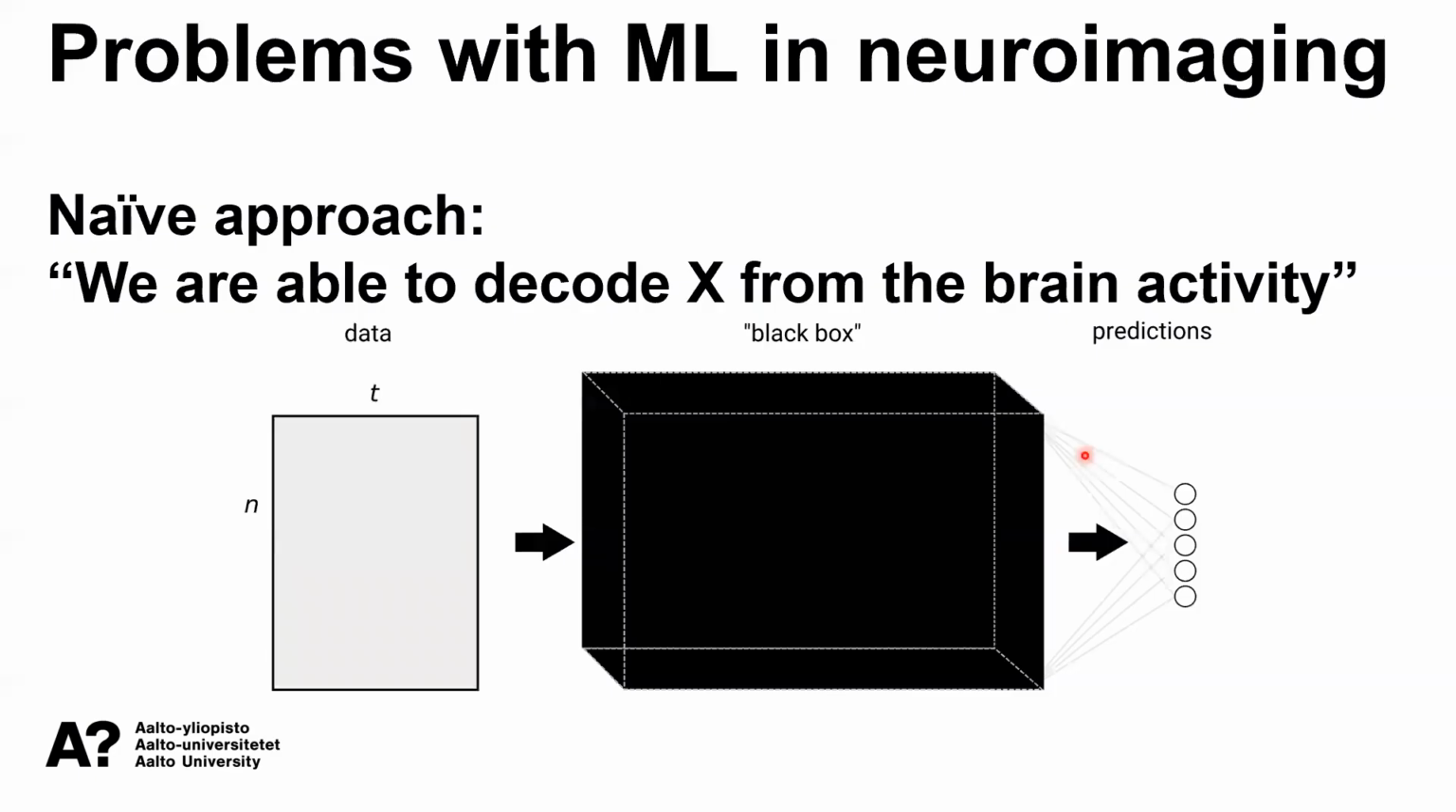So the biggest problem with machine learning and neuroimaging is this very naive approach, where people use this black box model, sometimes a very, very complex model. And the only thing they do is come up with some sort of predictions, maybe even quite accurate, but the only conclusion that we can draw from this as scientists is to say that, okay, we've been able to decode whatever from the brain activity.